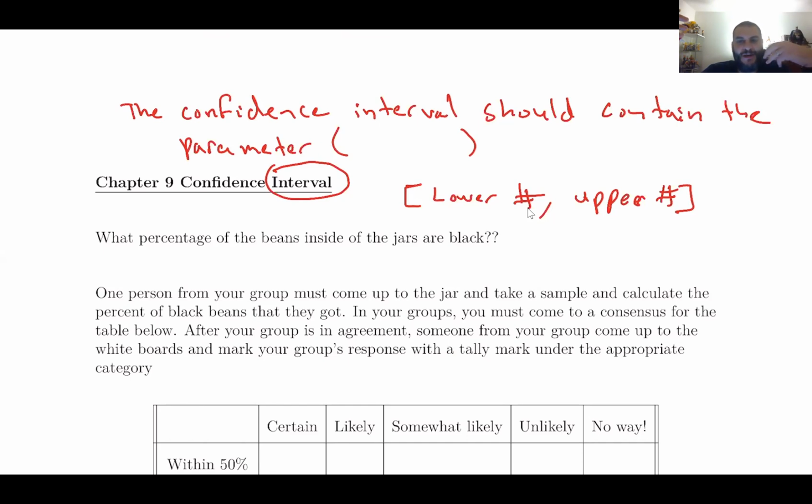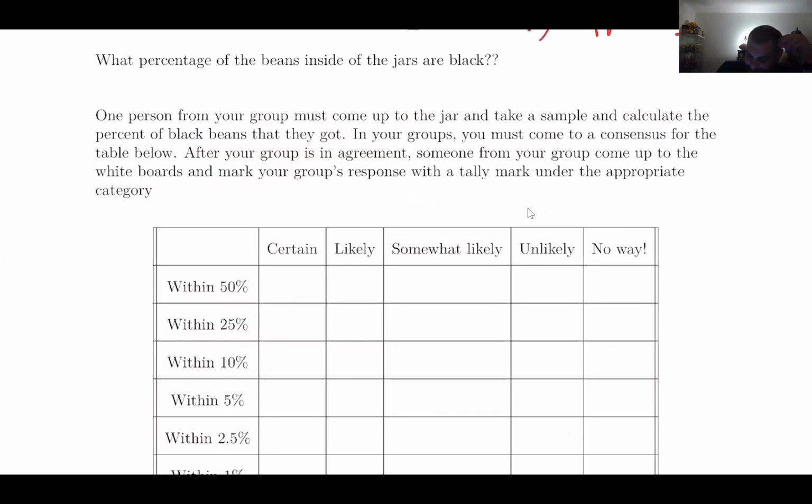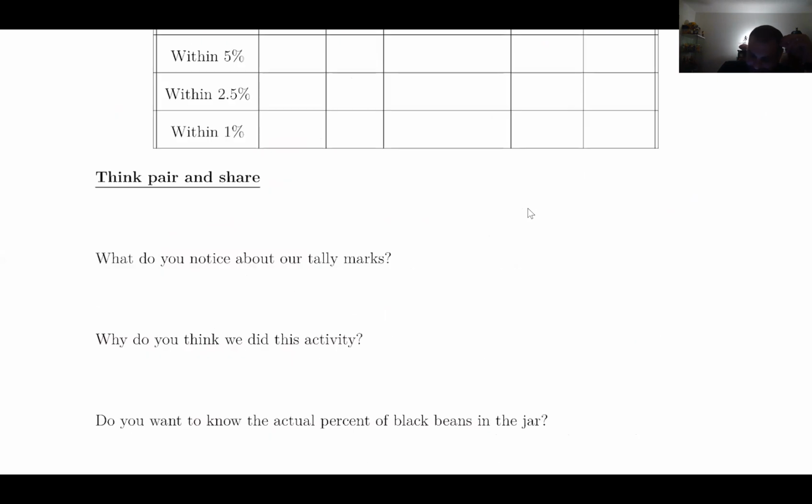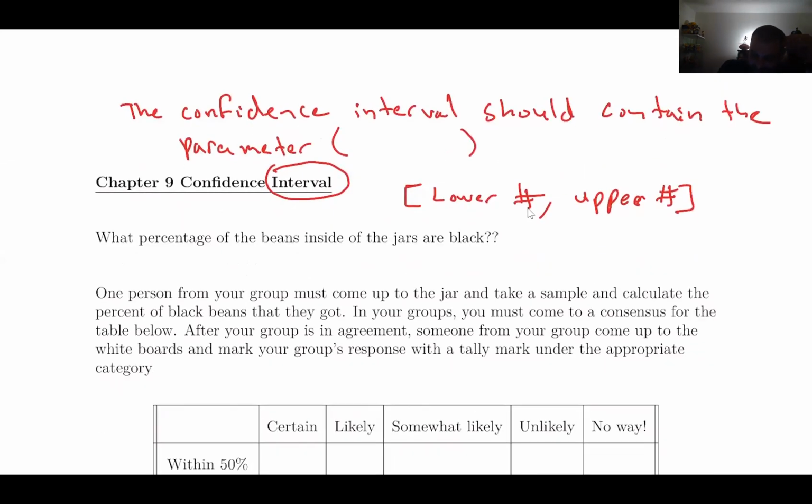So in this chapter, we're going to be focusing on 3 parameters. The first parameter we're going to be focusing on is the population proportion. The second parameter we're going to be focusing on is mu. And then the very last parameter we're going to be focusing on is sigma.